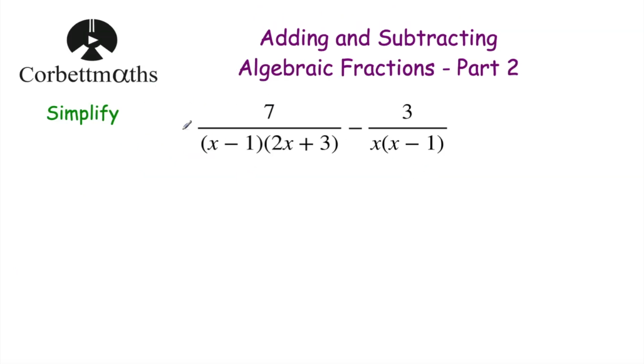So our second example, we've been asked to simplify 7 over x minus 1, 2x plus 3, subtract 3 over x, bracket x minus 1. So here we're subtracting these algebraic fractions. It's quite a nice question because the denominators have been factorised for us.